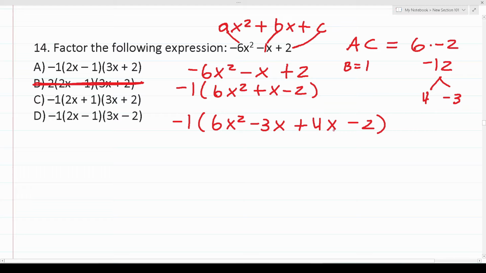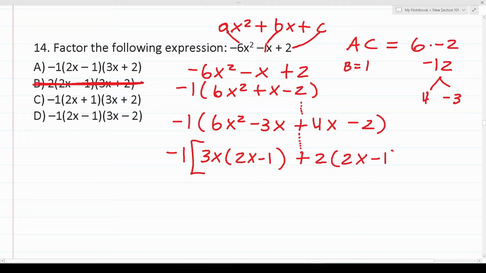All right, and now I'm going to factor this expression 6x squared minus 3x plus 4x minus 2 via grouping. And what I'm going to do is imagine there's an imaginary line here, and I'm just going to factor something out of this 6x squared minus 3x. Okay, and I'm going to put a big bracket here. So what can I factor from 6x squared minus 3x? Well, I can factor out a 3x, and this will become 2x minus 1. All right, and what can I factor from this 4x minus 2? Well, I can actually factor out a positive 2, and this will become 2x minus 1.